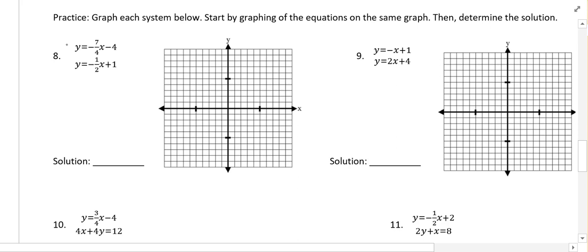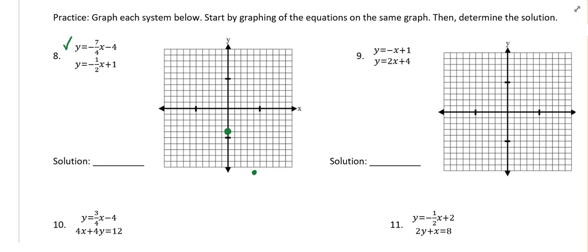So I'm going to start by graphing my first line. Again, it's in slope-intercept form. I know my y-intercept is -4, that number at the end, and the slope is -7/4. So I'm going to go from this point down 7 and to the right 4. So it would be that point right here. It does go off the graph just slightly. There's not enough room to go all the way down 7.